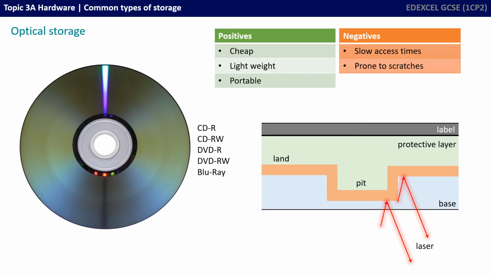DVDs store more data than CDs because the pits and lands are smaller and closer together as the laser technology has increased the precision. Data is read and written from the inside of the disc to the outside in a spiral. This can make them slow devices for accessing data. An optical media is also prone to scratches.